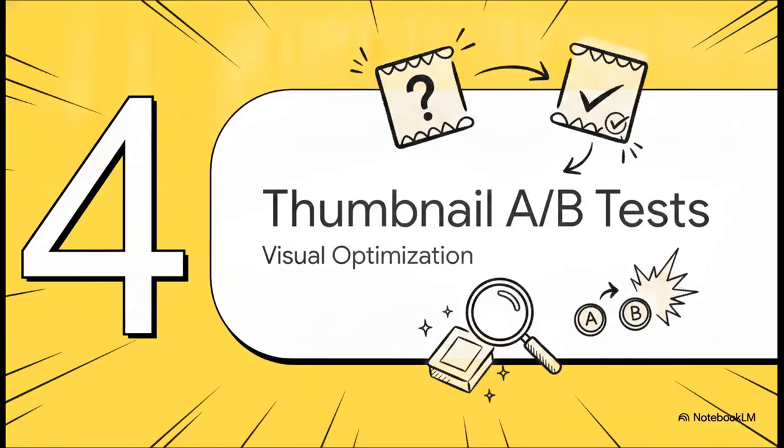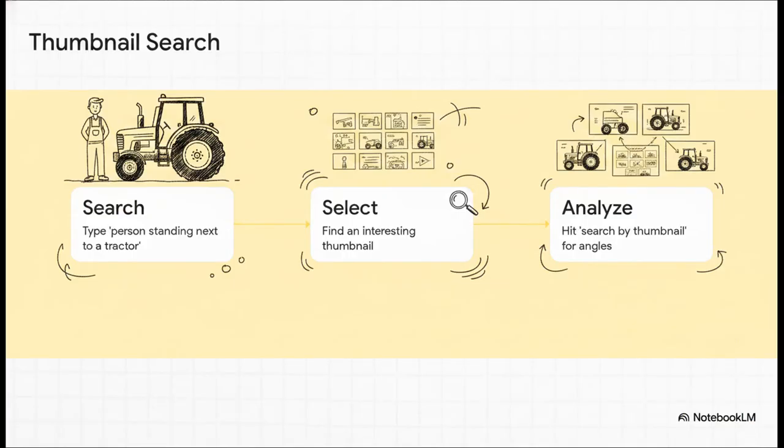Which brings us to Section 4, mastering thumbnail A/B tests. Let's ground this with a really tangible example. Imagine you're a farmer and you're filming a video about your tractor. You need some thumbnail inspiration, right? You just type a descriptive phrase like person standing next to a tractor right into the thumbnail search. The system pulls up every matching thumbnail on the platform. You spot one that looks kind of interesting, and then you hit search by thumbnail. Instantly, it pulls up a whole visual cluster of similar thumbnails, showing you the exact angles and compositions that actually work.